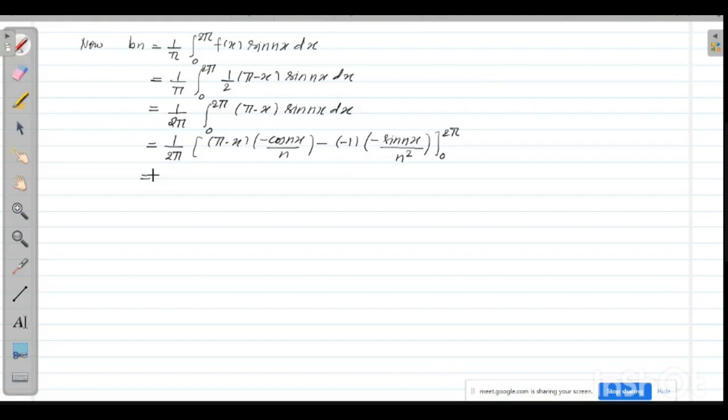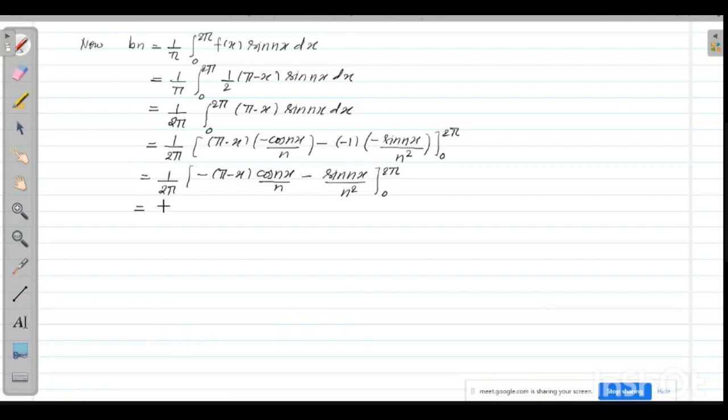So this is equal to what? 1 upon 2 pi. Just simplify. Before applying the limit, we must simplify this bracket. So we will have minus (pi minus x) cos nx by n, minus minus goes plus, and again here minus, so here sine nx by n square, and providing limit 0 to 2 pi.